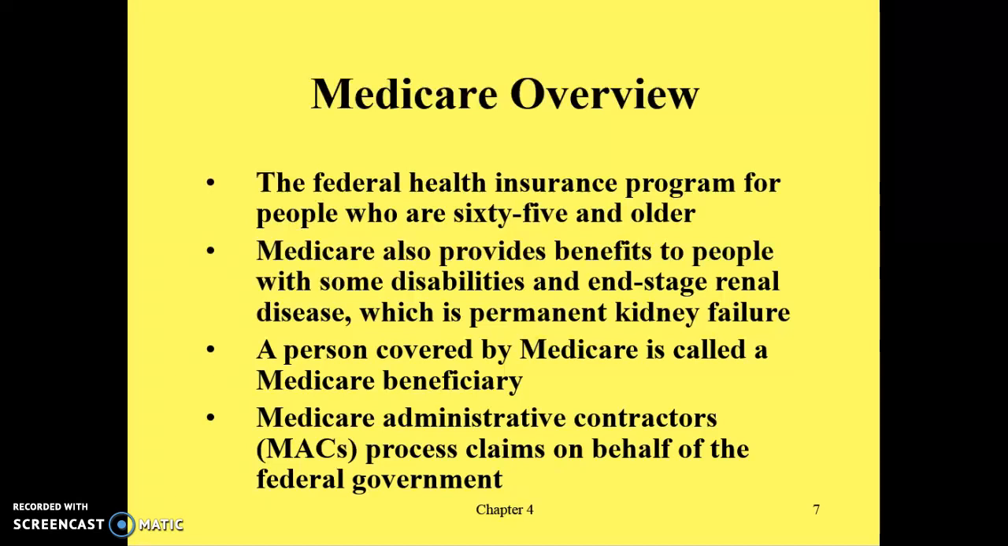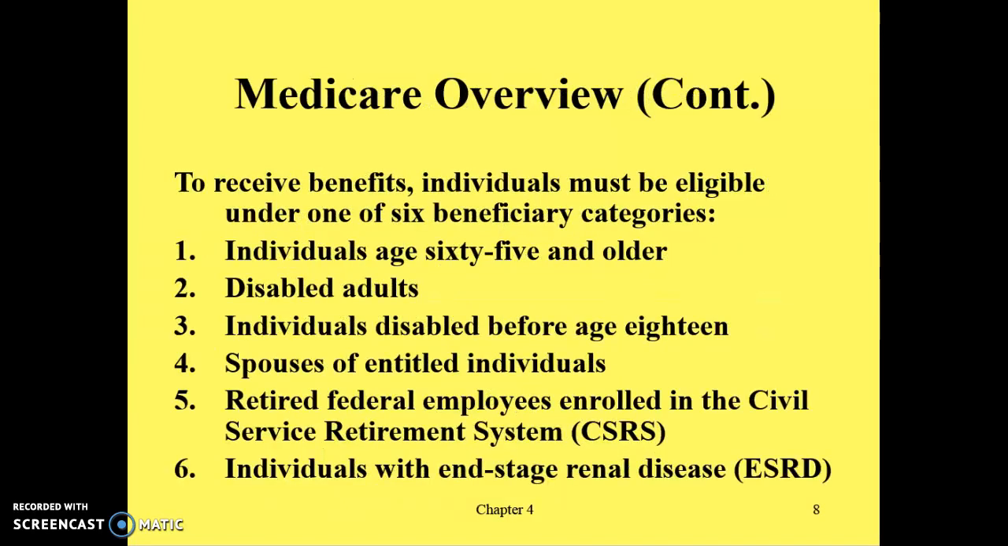Any person that's covered by Medicare is what we call a Medicare beneficiary. And then we have Medicare administrative contractors who actually process claims for the government. So in order to be able to receive benefits, you have to fall into one of these particular buckets. So the one we think of most frequently is the ones where they're age 65 or older.